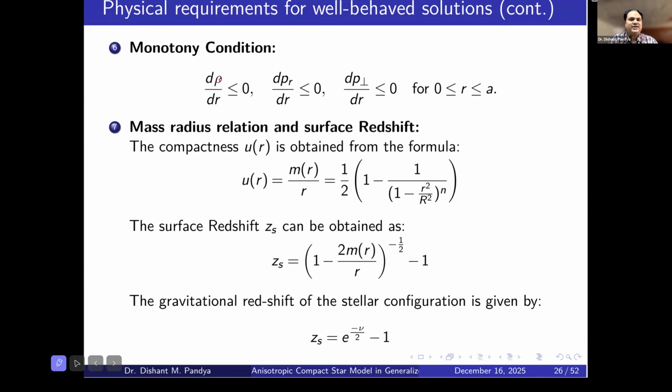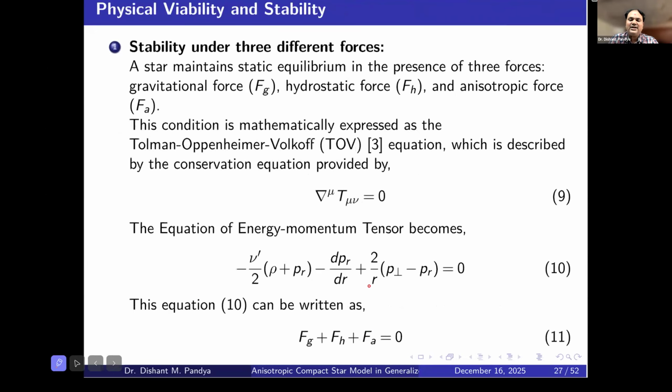The first one is the monotonic condition, then the mass-radius relation, which it should satisfy. Surface redshift can be obtained with this expression, along with the gravitational redshift of the stellar configuration. These are well-defined calculations, and they are primarily requirements for the stability of our structure. These conditions must be satisfied. Otherwise, whatever we have done in our calculation is primarily wrong. It won't give us any physical backbone.